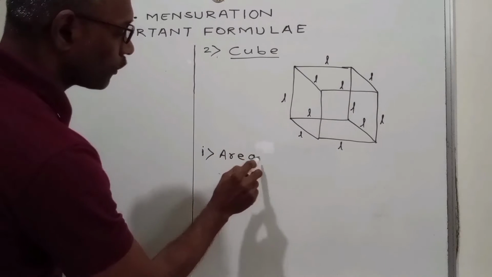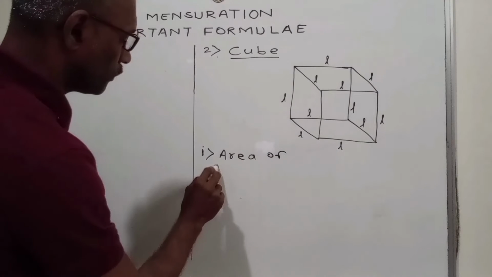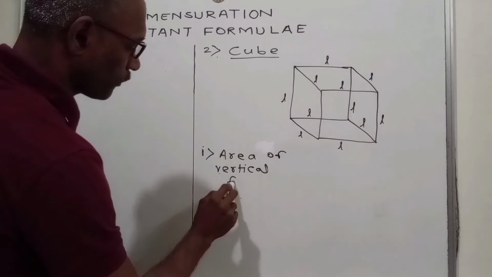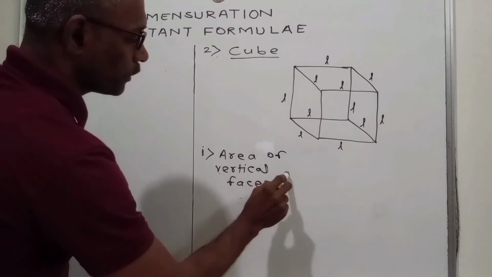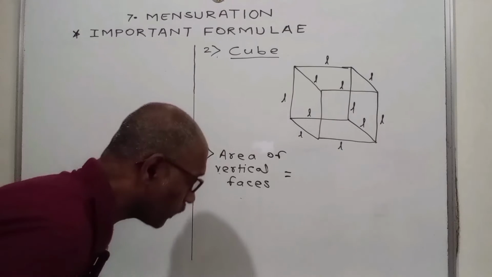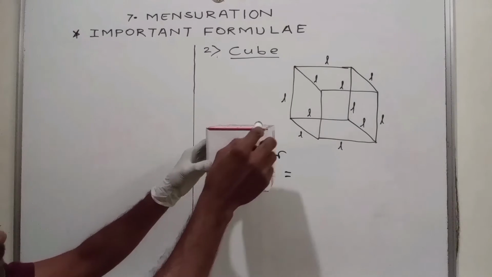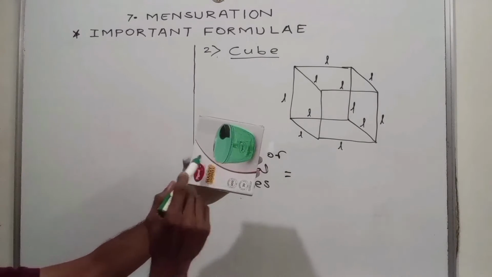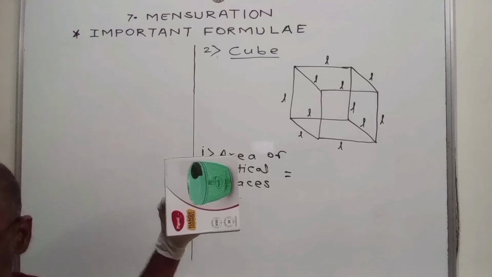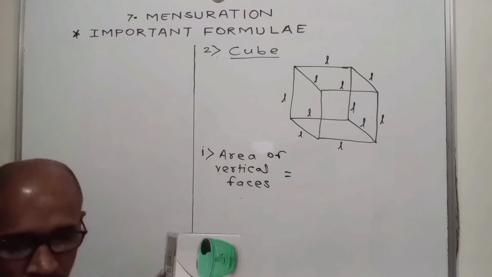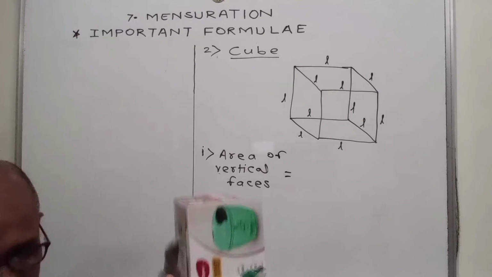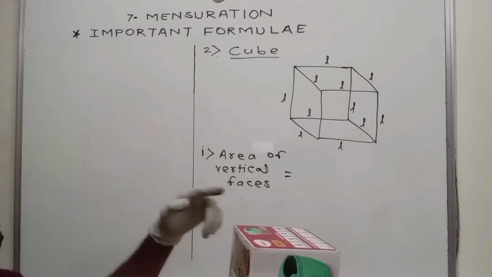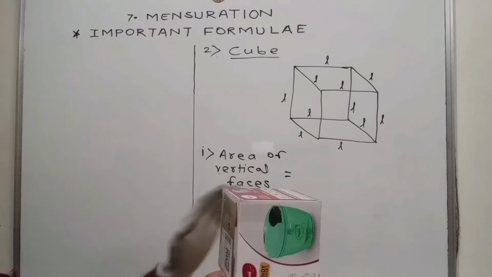Area of vertical faces. Now see this carefully. Vertical faces. See this: 1, 2, 3, and this 4. These are vertical faces. How many vertical faces? Four vertical faces. When we keep it this way, vertical means those are perpendicular to this palm.